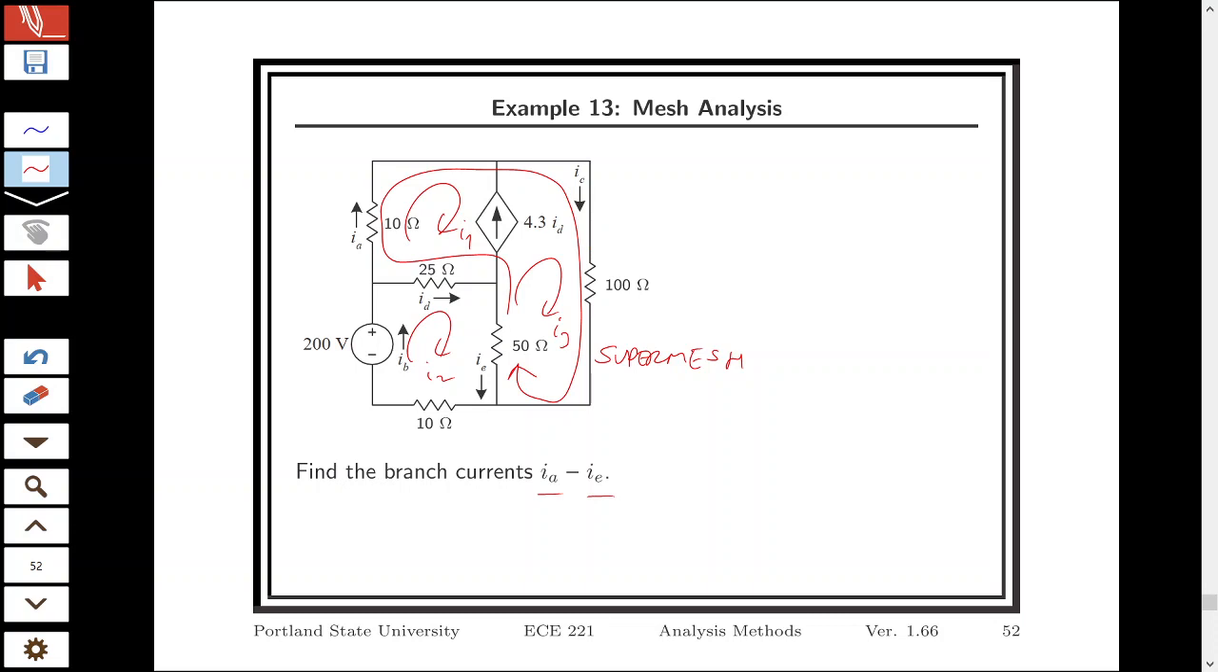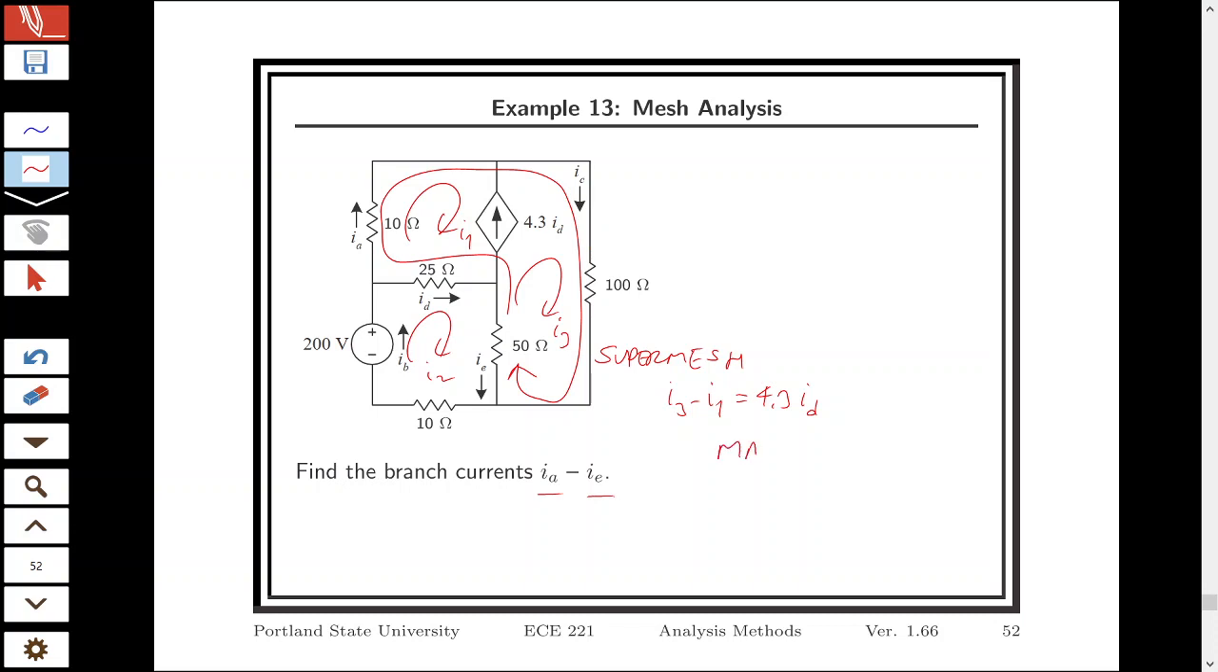So this means there is a mesh relation here, and let's write that down. So here, look at the direction of the current source. It's going up. So I3 is in the same direction as this one, and I1 is in the reverse direction. So this means I3 minus I1 equals 4.3 ID, right? ID is a dependent source variable, and we shall take care of it later.